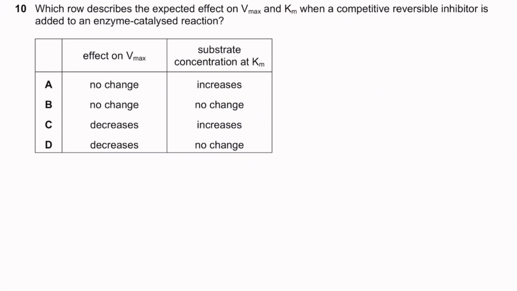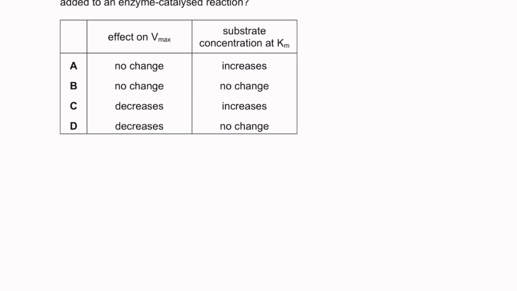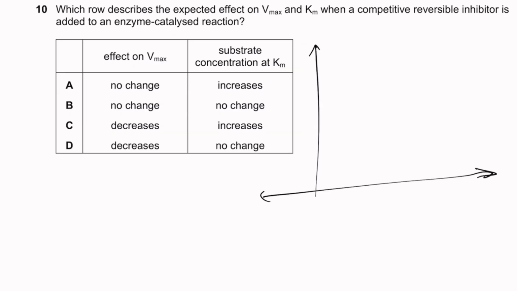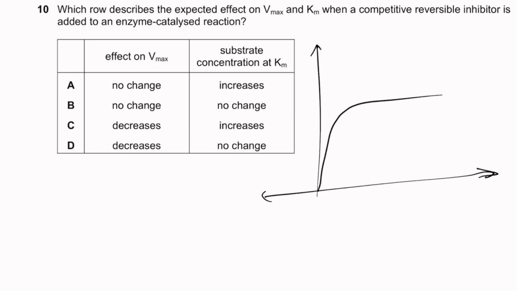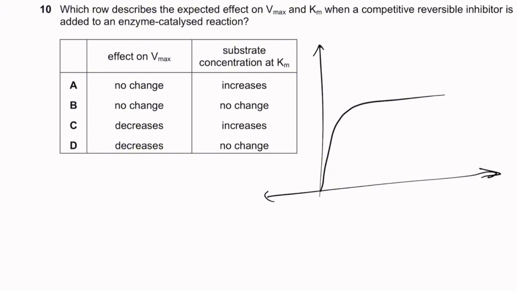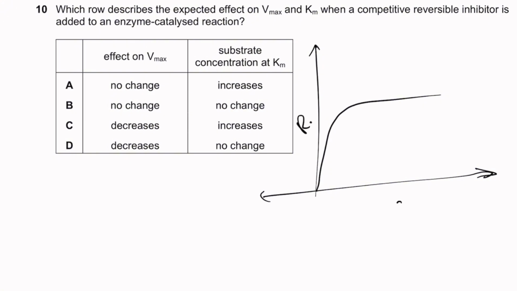C. The effect on Vmax and Km when a competitive reversible inhibitor is added to an enzyme catalyzed reaction. Okay, so if you have a competitive enzyme inhibitor, the effects are going to be different to a non-competitive one. So let's review quickly how the competitive enzyme inhibitor is going to affect the enzyme. Usually we're going to have a graph that shows the rate of reaction on the y-axis against the substrate concentration. As you increase substrate concentration, it will act as a limiting factor until we have enough substrate that it's no longer a limiting factor and something else could act as a limiting factor.